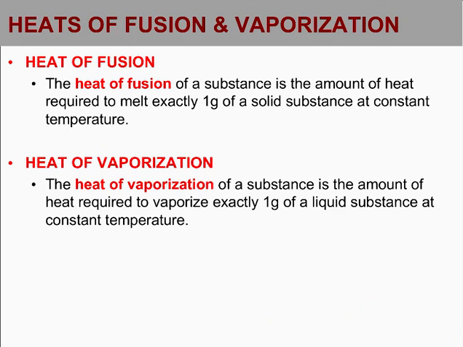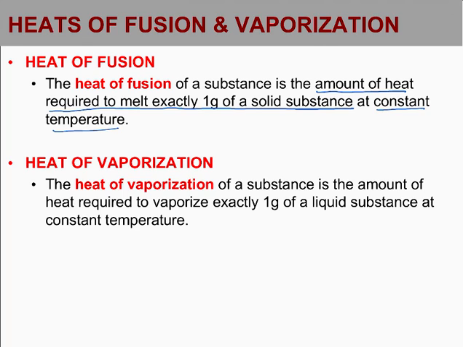All right, now a couple more concepts here that I'm going to throw at you. Heat of fusion and heat of vaporization. So we just talked about specific heat, which told us the amount of energy we need for every gram of a substance to increase it by 1 degree Celsius in temperature. The heat of fusion, however, is the amount of heat or energy required to melt exactly 1 gram of a solid substance, but heat of fusion occurs at constant temperature, so we don't have a change in temperature here.